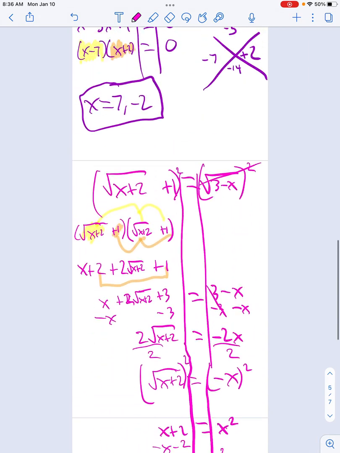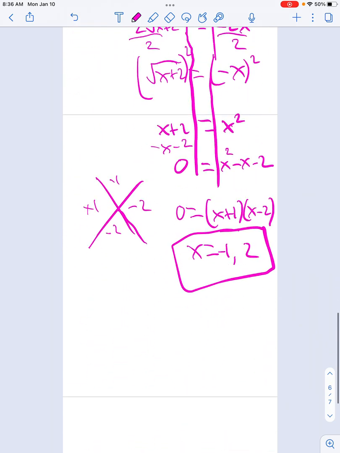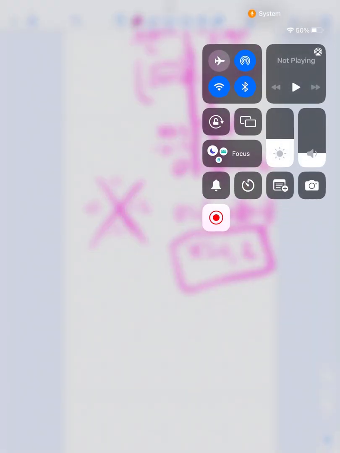That was a lot of work to get that answer, but that's as tricky as it gets when you start with radical signs on both sides.